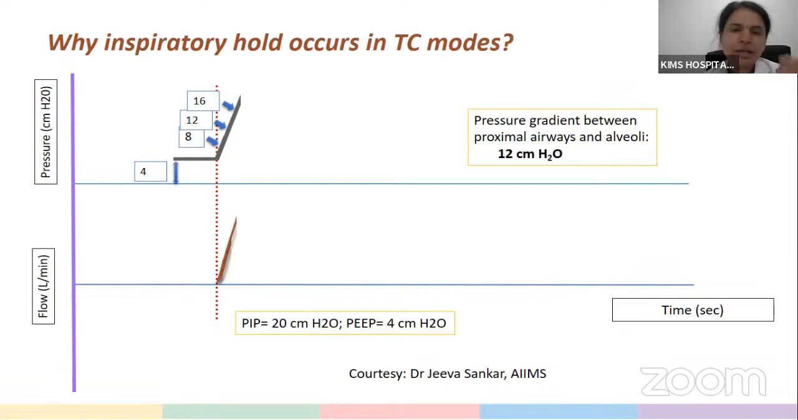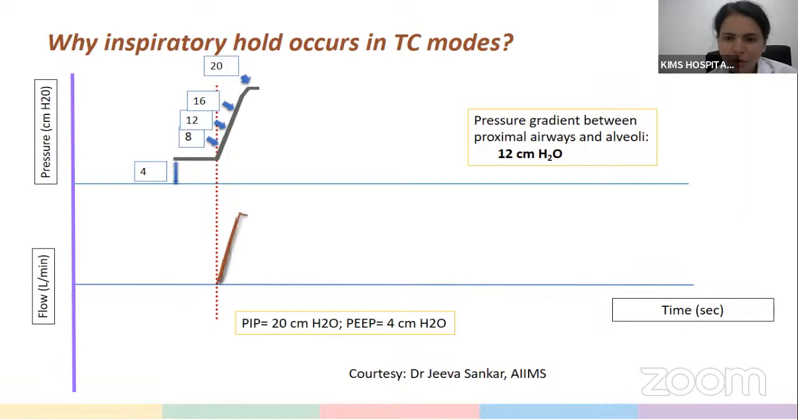And the ventilator began inspiration at the beginning of I time. So the pressure in the proximal airway is now rising from 4 to the maximal pressure of, say, 20. So there is a gradient in the pressure between the airway and the alveoli. The airway pressure has gone to 20 and the alveolar pressure is still at 4. So this gradient of pressure, 20 minus 4, results in the flow moving rapidly into the baby's alveoli.